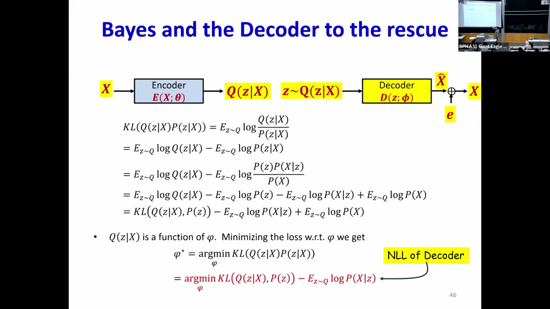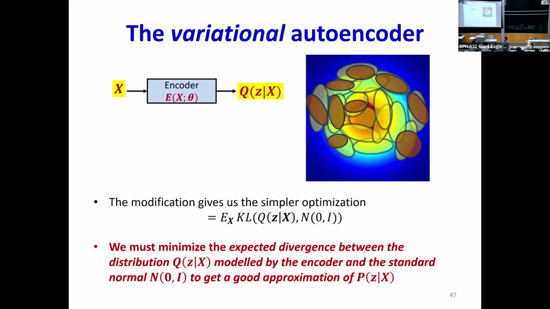And the second term is the negative log likelihood of P of x given z. And what is that second term? That's basically the loss that we associate with the decoder. Everybody good with this so far, right?